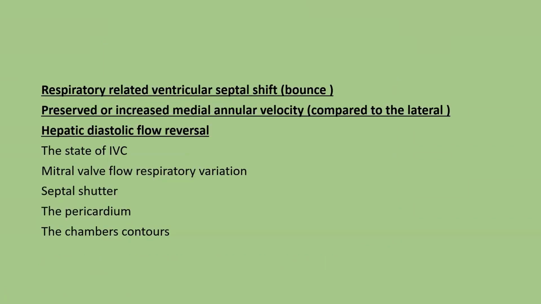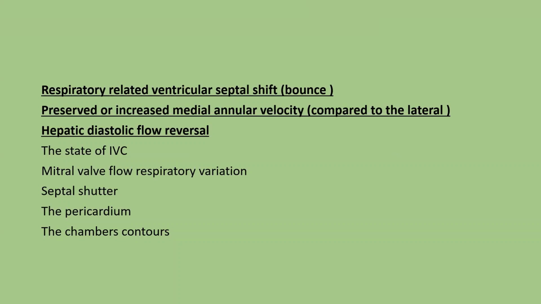Now, how do we diagnose constriction by echo? We have the basic 3 findings and some other ancillary findings. The 3 basic findings I wish all of you to be aware of are respiratory related ventricular septal shift, which is septal bounce; preserved or increased medial annular velocity compared to the lateral; and hepatic diastolic flow reversal with a specific pattern that we are going to discuss shortly.